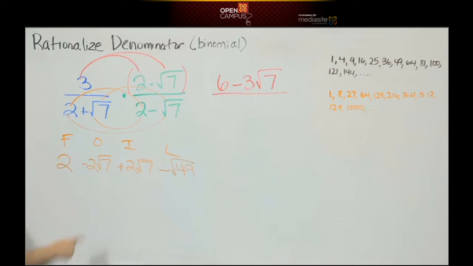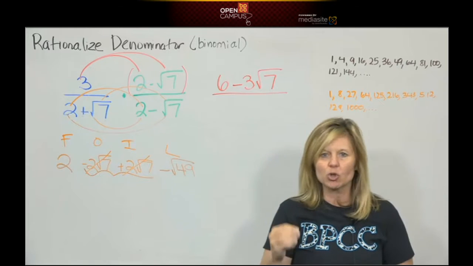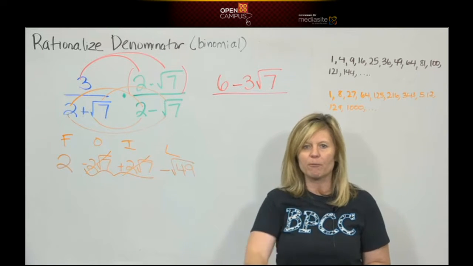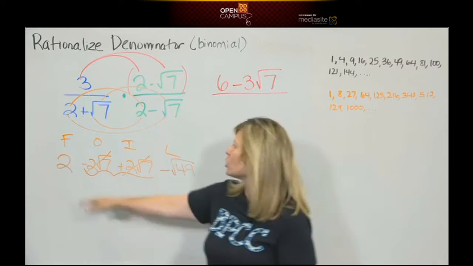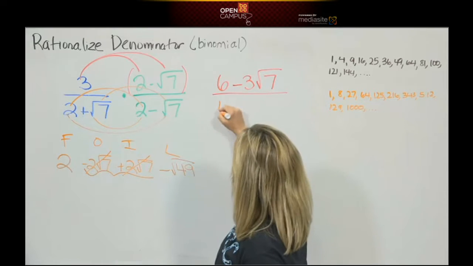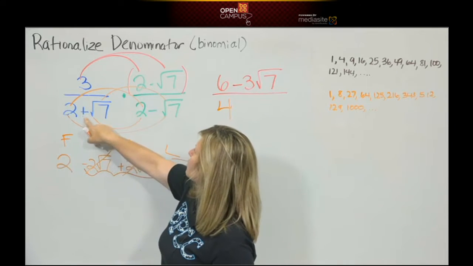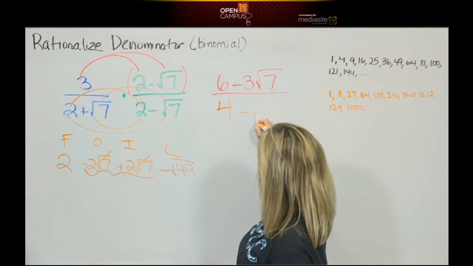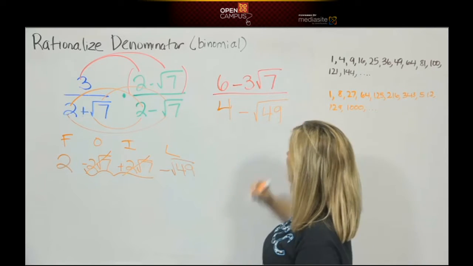We have learned when we multiply conjugates, we are guaranteed that the outers and inners would be additive inverses of each other and will cancel out. A positive 2 square root of 7 minus 2 square root of 7 would make 0. So we've talked about this already. There is a shortcut to multiplying conjugates. You don't perform first, outer, inner, last. You just do the first and the last. So you can do that in your head. 2 times 2 is 4. Positive square root of 7 times negative square root of 7 would be negative square root of 49.